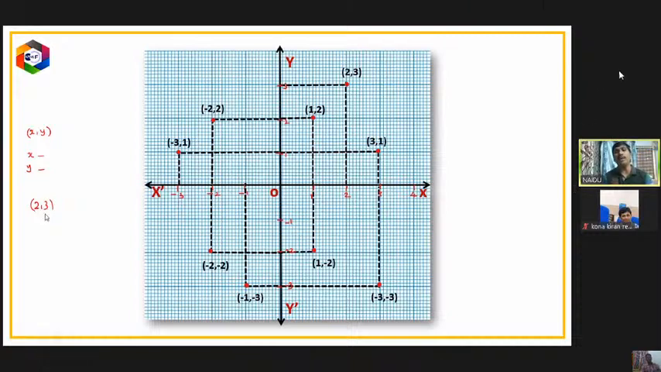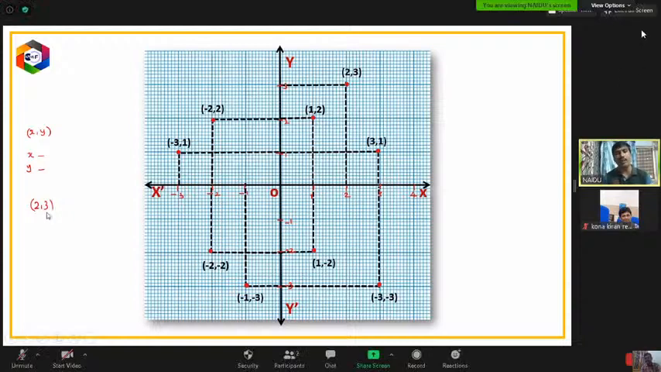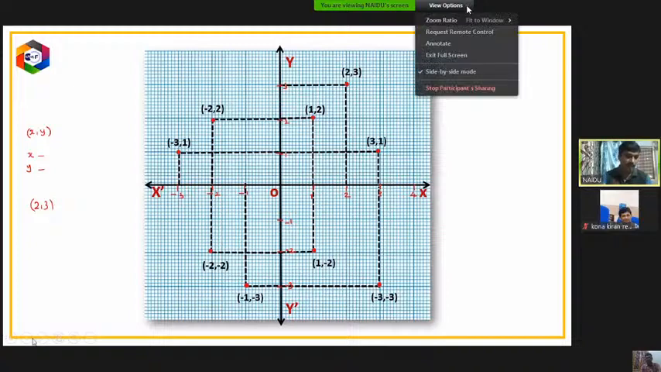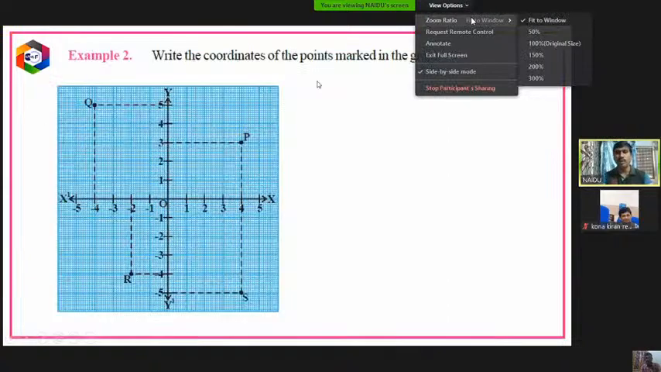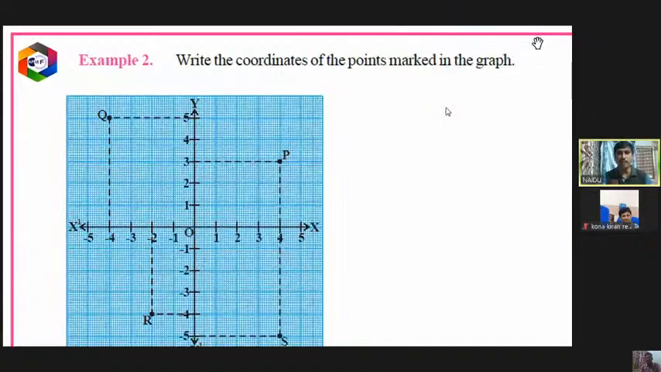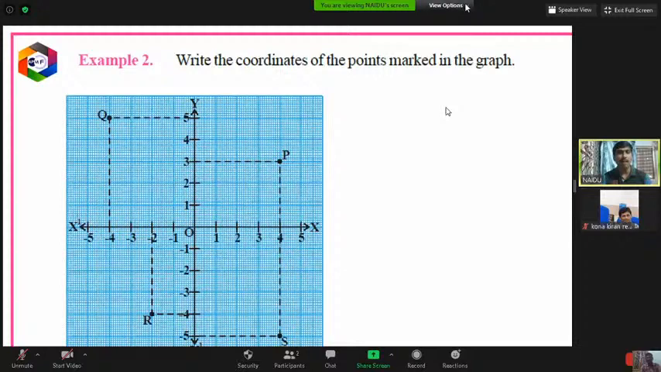Like that, we can plot the points in a plane. Now, we will do some exercise. Yesterday, we started the example problems. Now, I will continue. Here, example 2. Let us observe, children, here. Write the coordinates of the points marked in the graph.